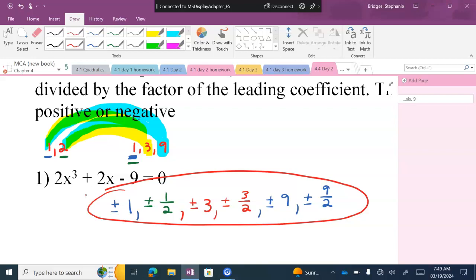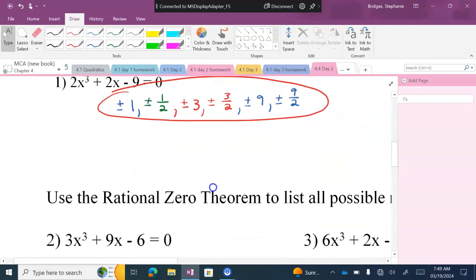Everybody kind of okay? Yeah. Nope. Just as long as you have them, all that matters. Is everybody okay with that? Okay.